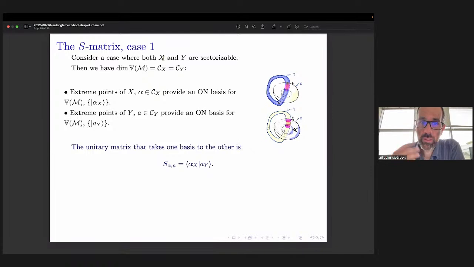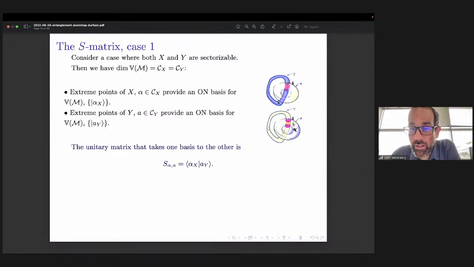So then this tells us that the number of ground states on the pairing manifold is equal to the number of extreme points on X, and it's also equal to the number of extreme points on Y. And the reason for that is that given extreme points of X, we can make a basis for this ground state space on the pairing manifold, labeled by those extreme points. Essentially the idea is, let's think about this solid torus here. Start with an extreme point labeled A of the solid torus and merge it with everything else in this picture. That produces a ground state on the closed manifold by this manifold completion procedure.